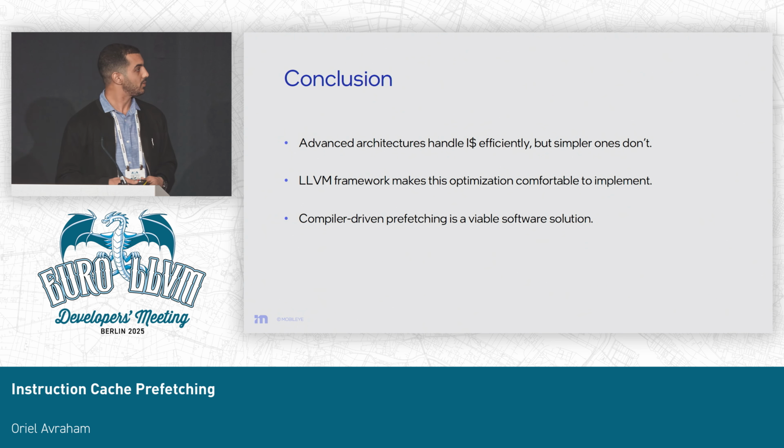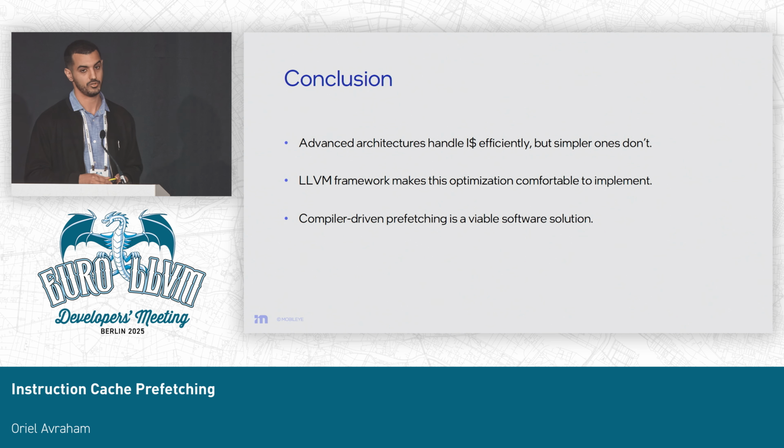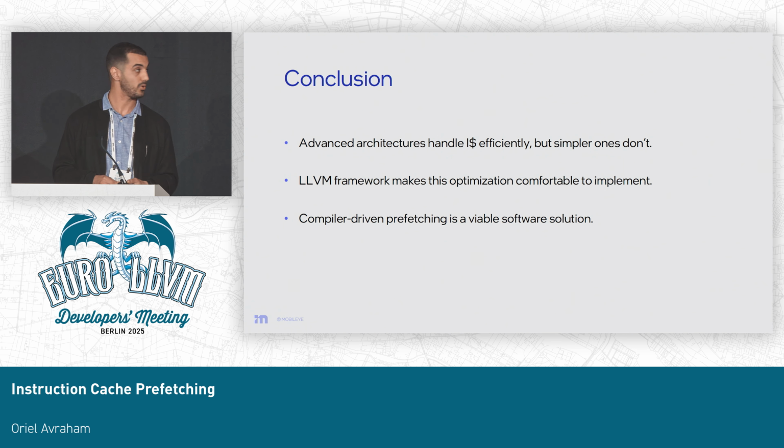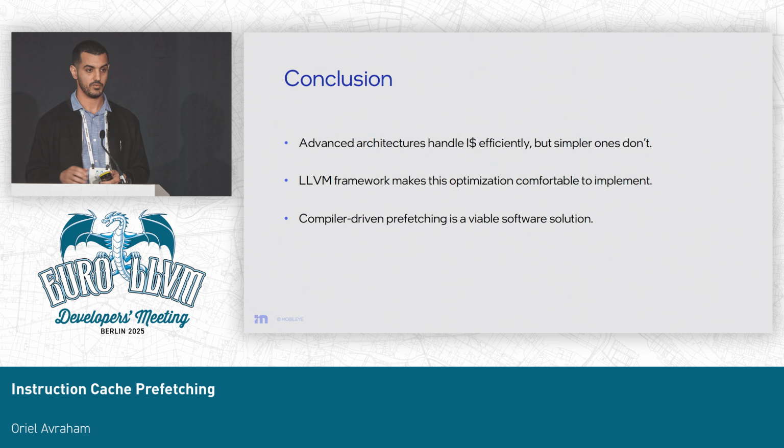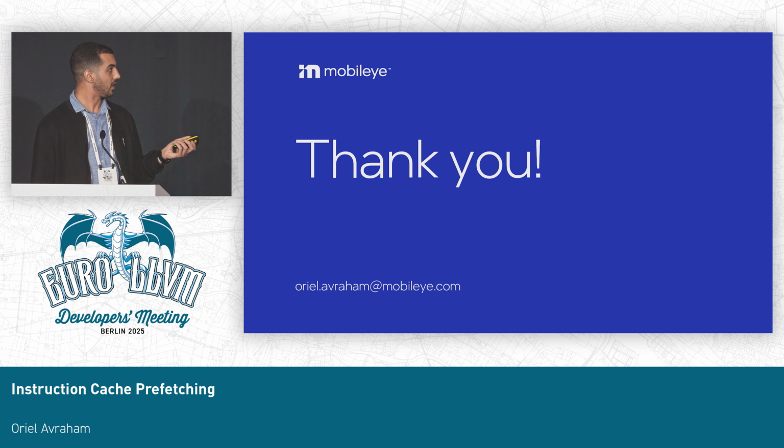And just to summarize what we saw today, we saw that advanced CPUs usually handle instruction cache efficiently using hardware components, and the simplest ones don't, and we need a solution for that. We saw that we can use the LLVM framework to implement such an optimization relatively comfortably, and that compiler-driven prefetching using a software solution is a viable solution that can give you nice results.